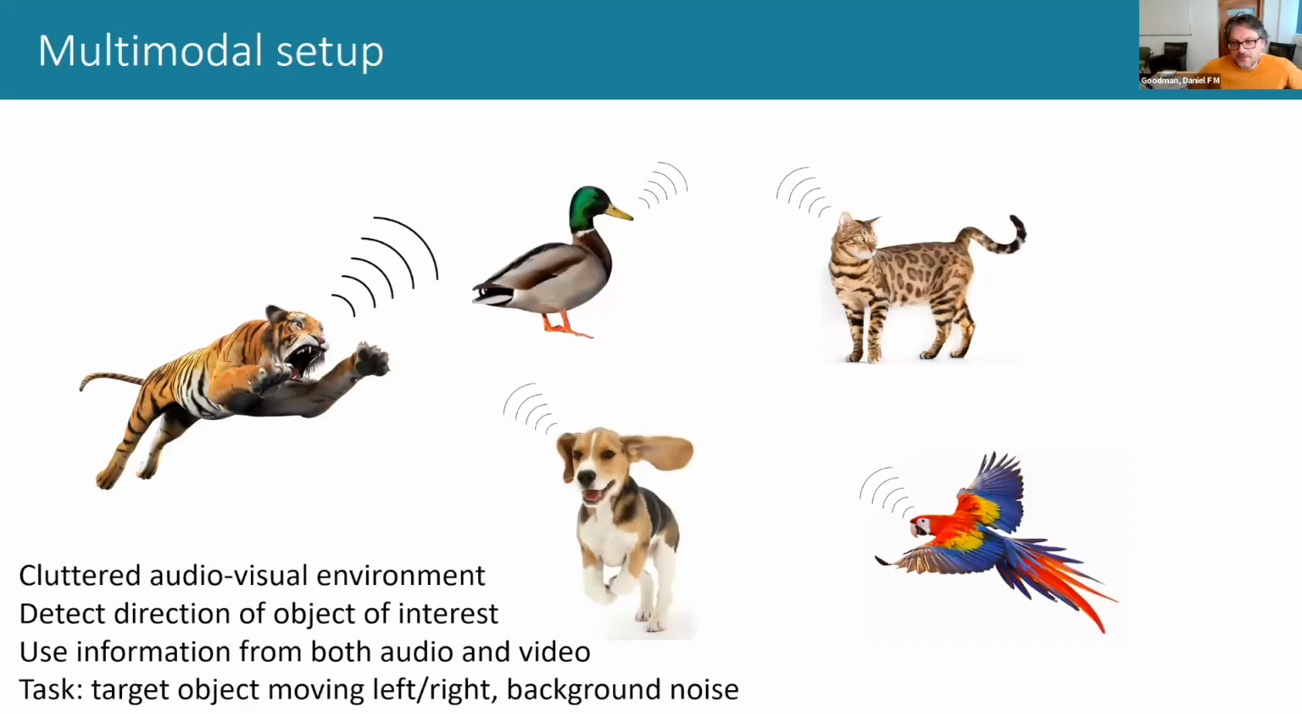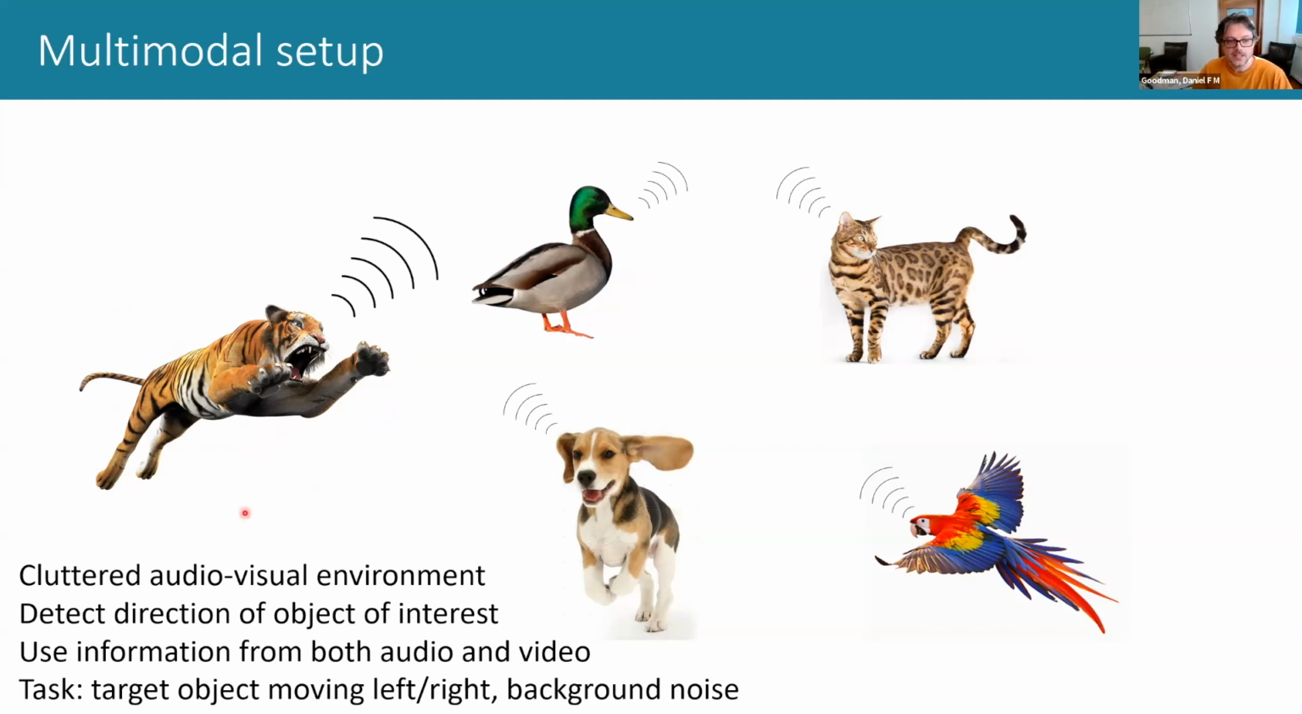So just for people who don't know what I mean by multimodal, basically the situation is we have something like this. We've got a cluttered auditory-visual environment where there are different animals making different sounds. So you can see them, you can hear them, and you want to find out something about a particular object of interest. In this case, probably what you'd be most interested in is the fact that there's this tiger. And basically you want to use both auditory and visual information to get the best possible understanding of what's going on in the world. So I'm going to simplify that a lot.